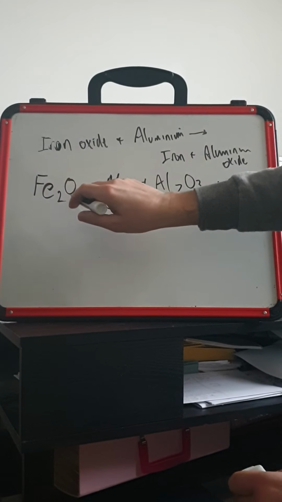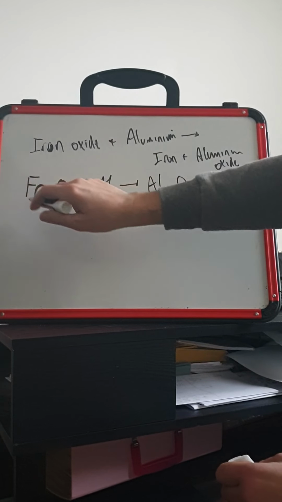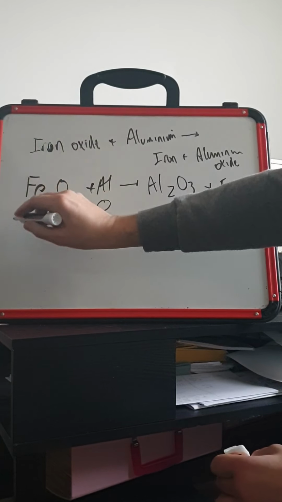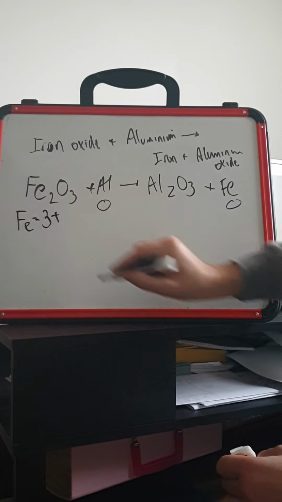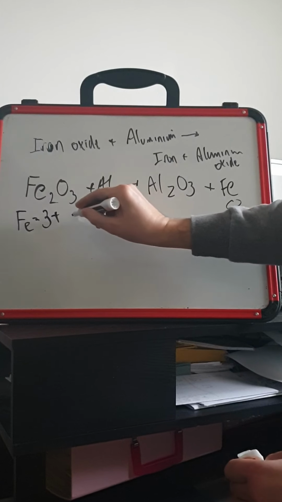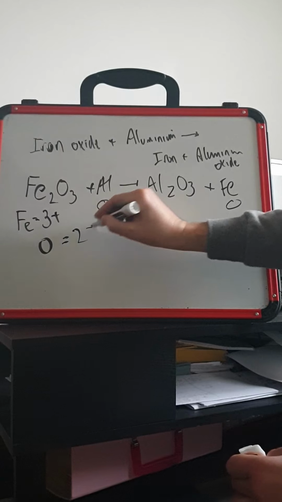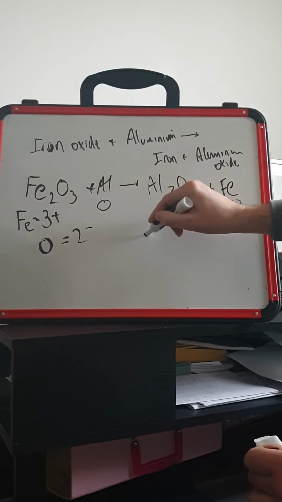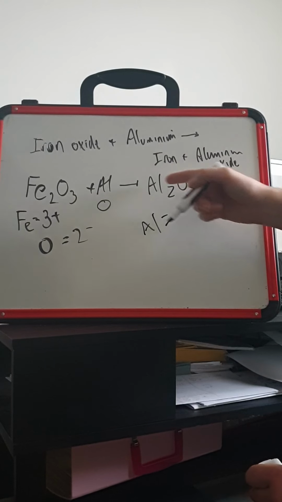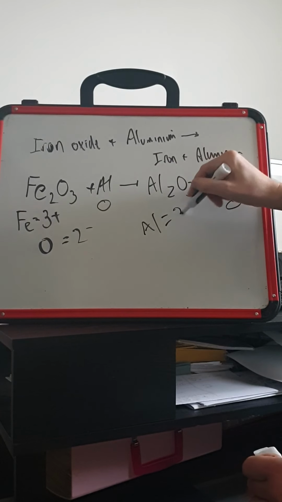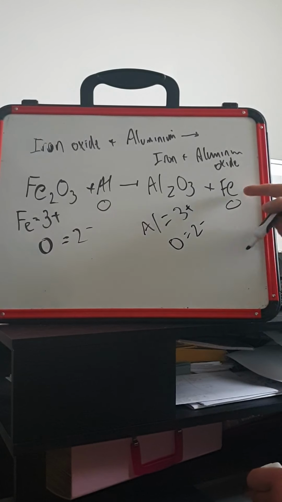Now in here, oxygen's 2-, but there's three 2-, so there's 6-, so that must be 6+. There's 2 of them, so it's 3+. So Fe equals 3+. Oxygen is O, and that's 2-. Aluminium here, oxygen's 2-, so that's 6-. That's 6+, so Al equals 3+, and oxygen equals 2-, and iron equals 0.